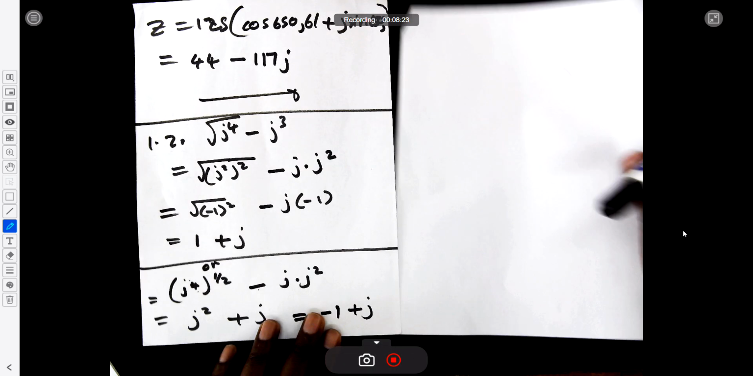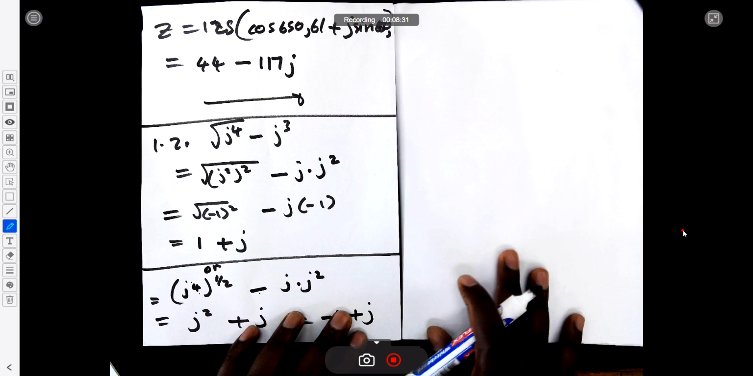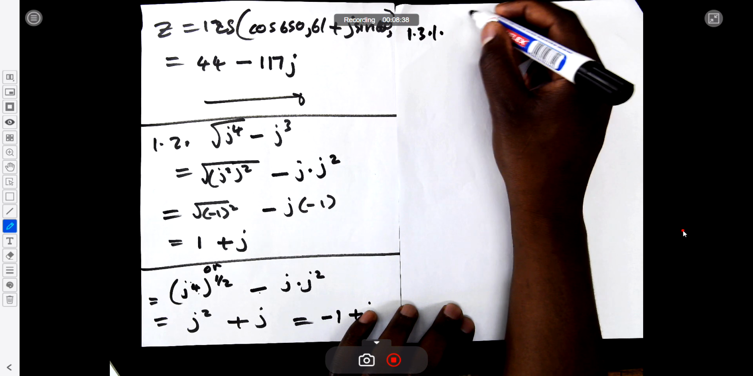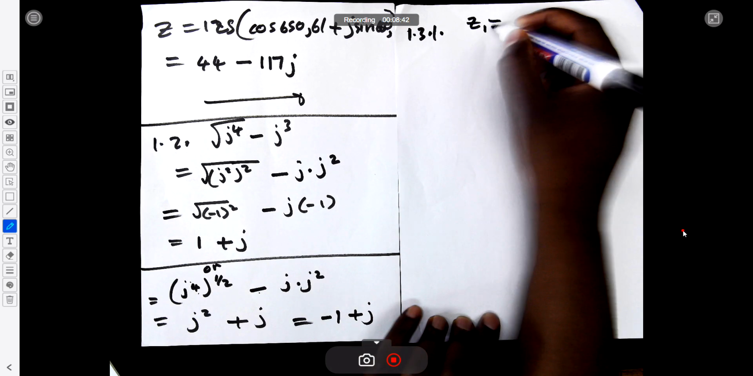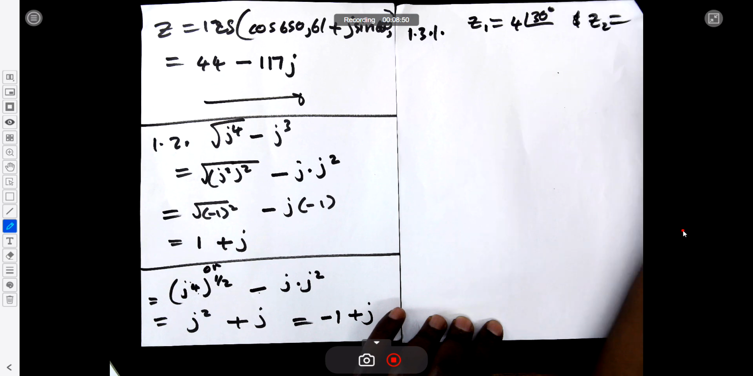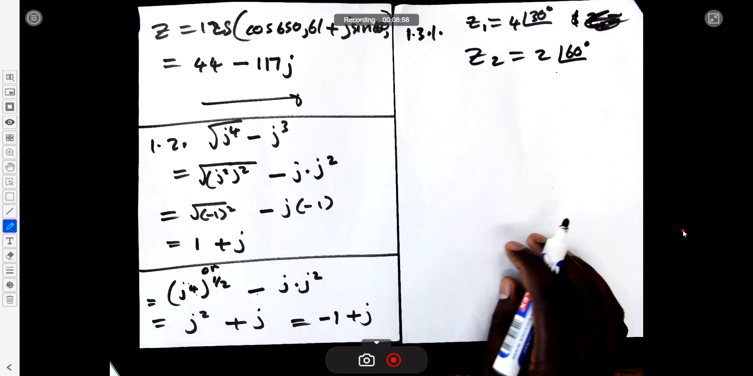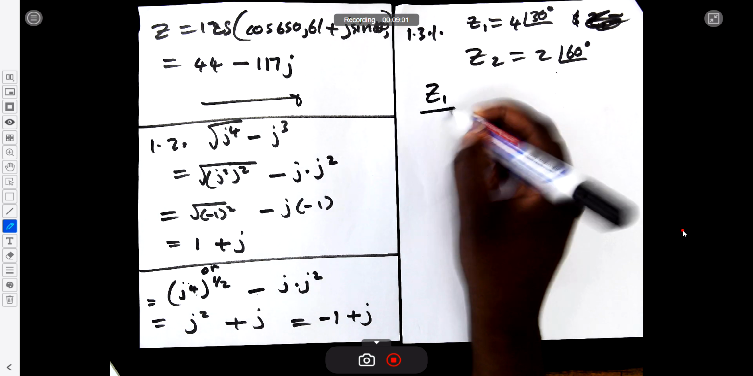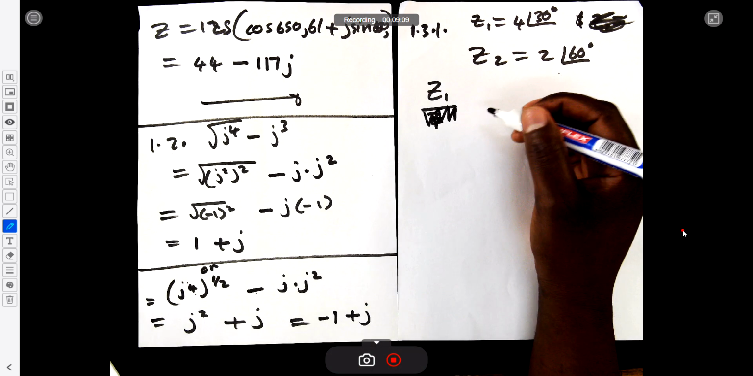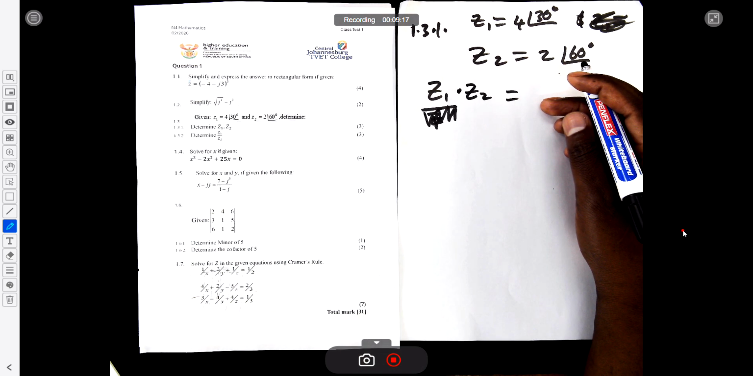Okay, let's quickly look into 1.3. In 1.3, we're given Z1, which is equal to 4 augment 30 degrees, and Z2, which was equal to 2 augment 60 degrees. In 1.3.1, we need to multiply Z1 by Z2.